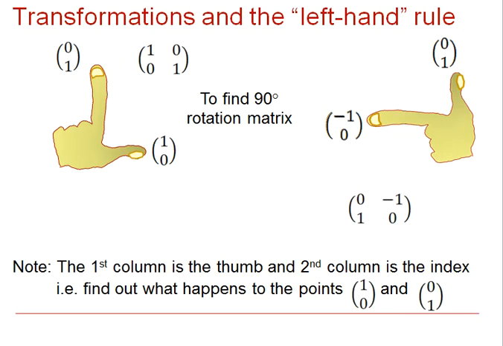Some people like to use something called the left-hand rule to distinguish between rotations and reflections. So, for example, if you use your left hand with your index finger pointing to 0, 1 and your thumb to 1, 0, in effect this is the unit square or the identity matrix. If you then rotate 90 degrees in an anti-clockwise direction, you will find that your thumb is pointing 0, 1 and your index finger minus 1, 0, leading to this matrix here, 0, 1, minus 1, 0.